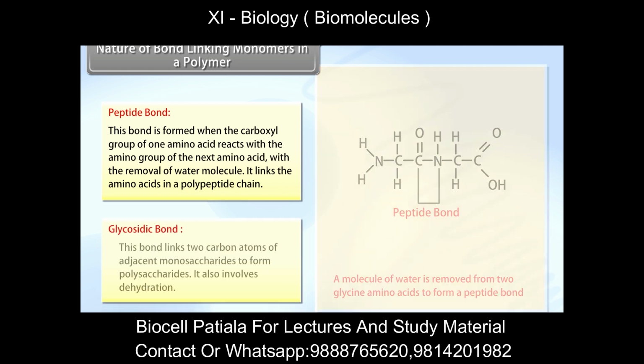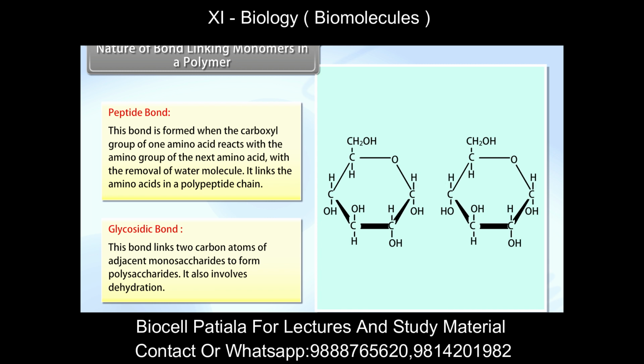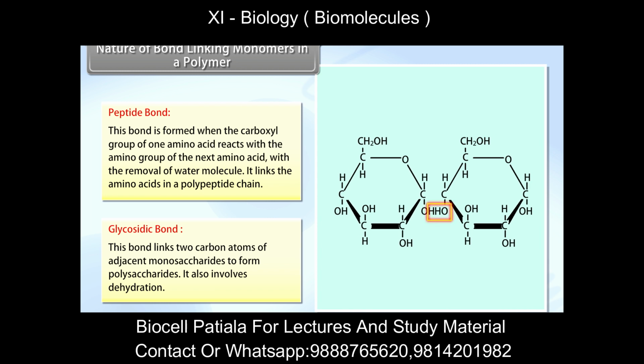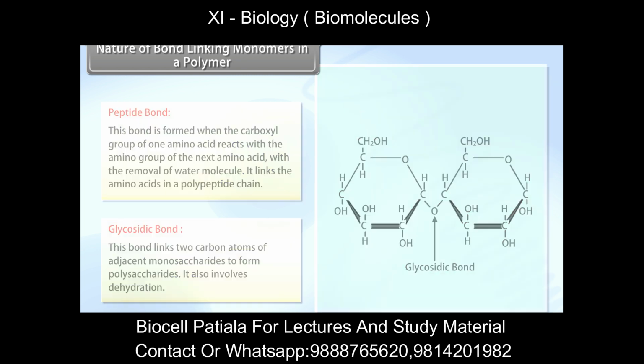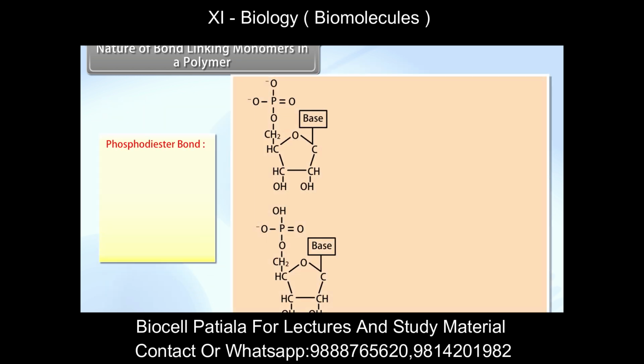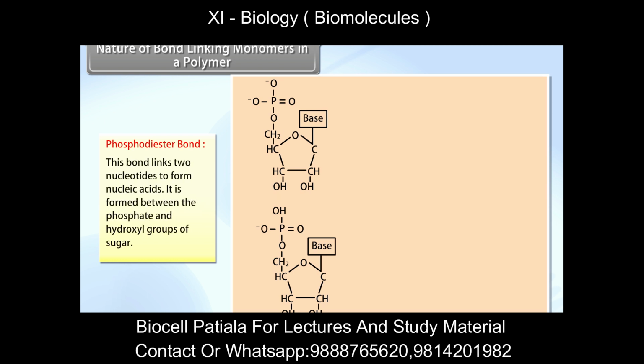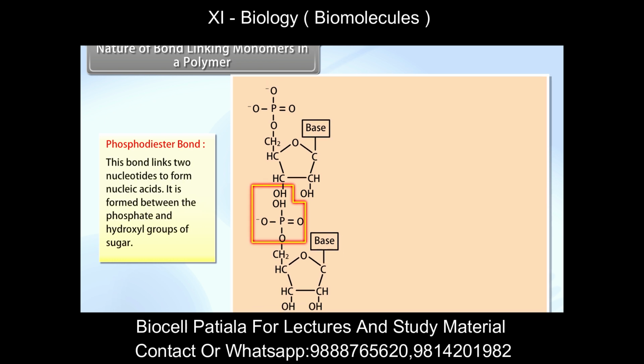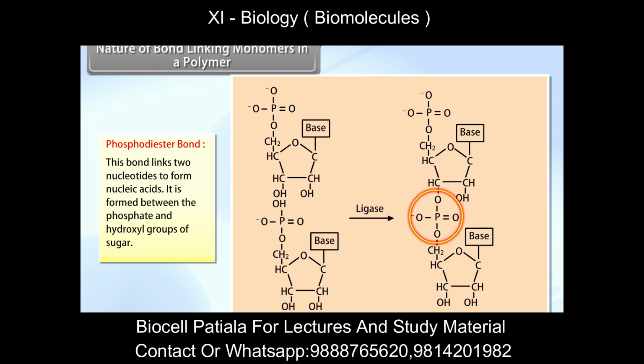Glycosidic bond: this bond links two carbon atoms of adjacent monosaccharides to form polysaccharides. It also involves dehydration. Phosphodiester bond: this bond links two nucleotides to form nucleic acid. It is formed between the phosphate and hydroxyl groups of sugar.